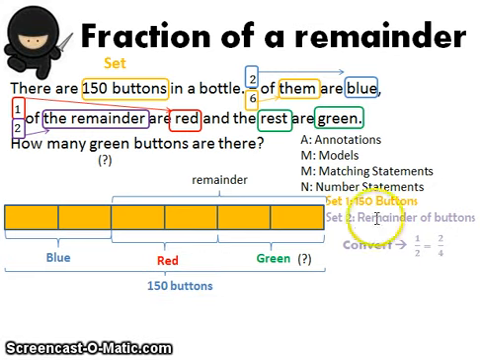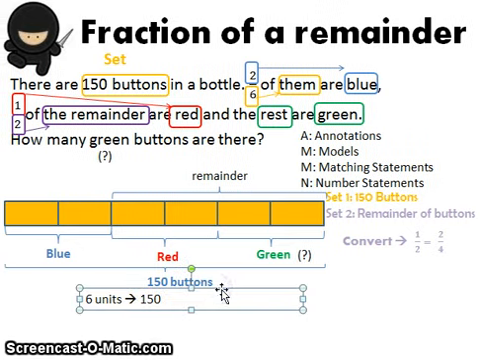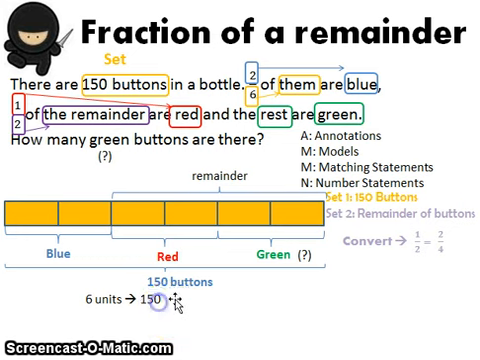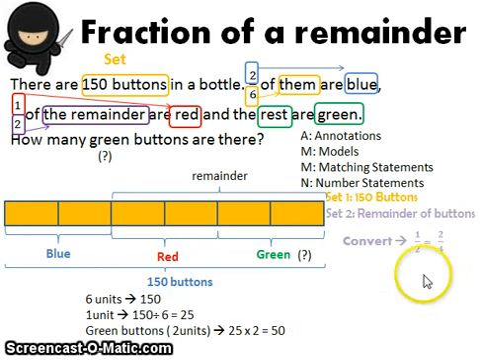So are we ready to solve the question? Let's look at the information and see what we can work with. We know that 150 buttons refer to 1, 2, 3, 4, 5, 6. So let's write that down. After which, we can find out what's 1 unit, and we also can find out the number of green buttons, which is 2 units.